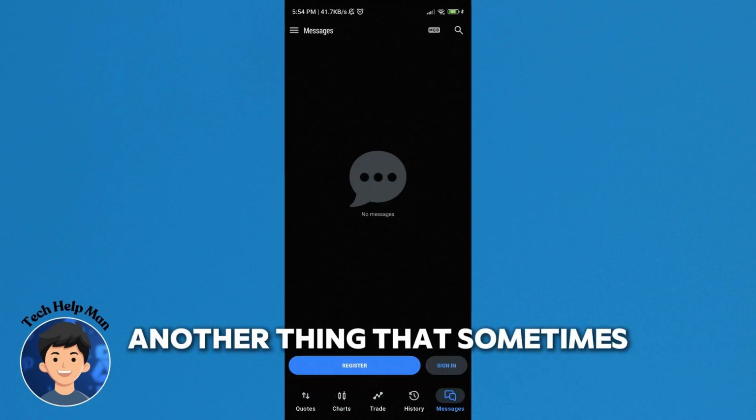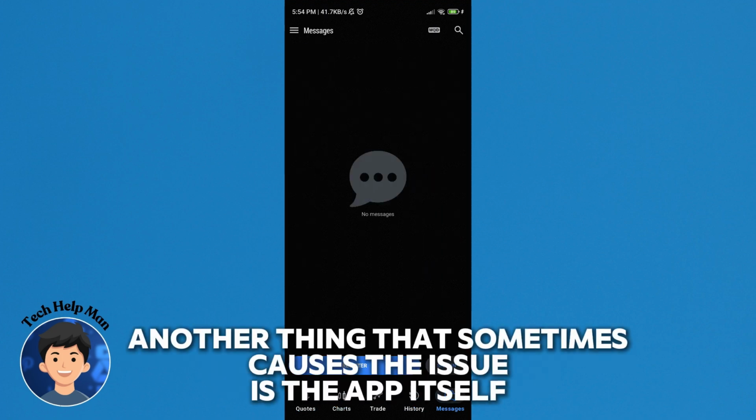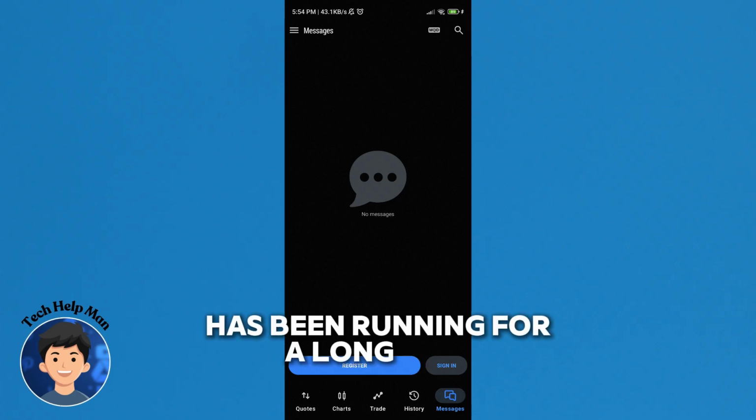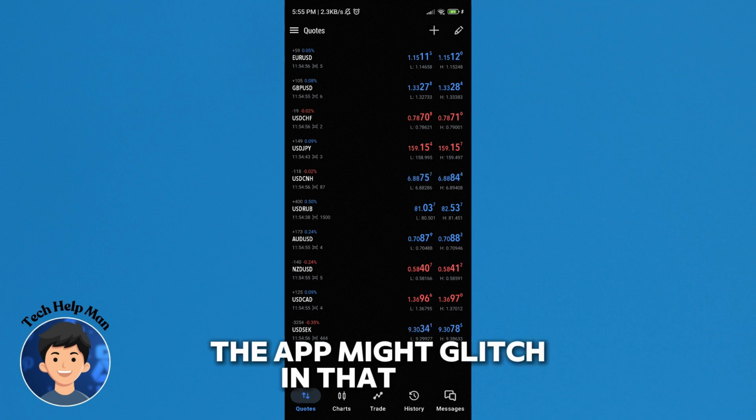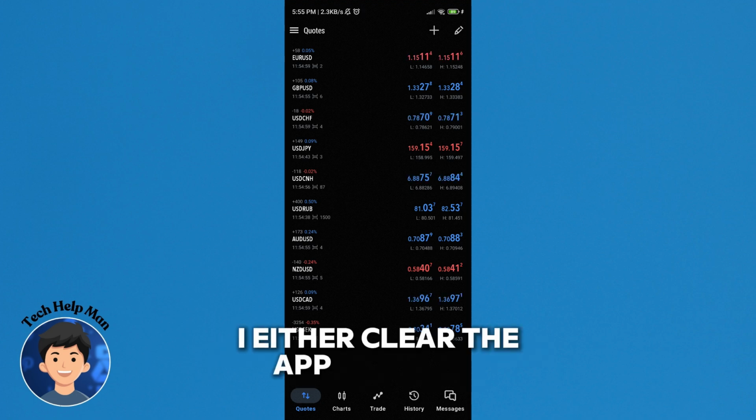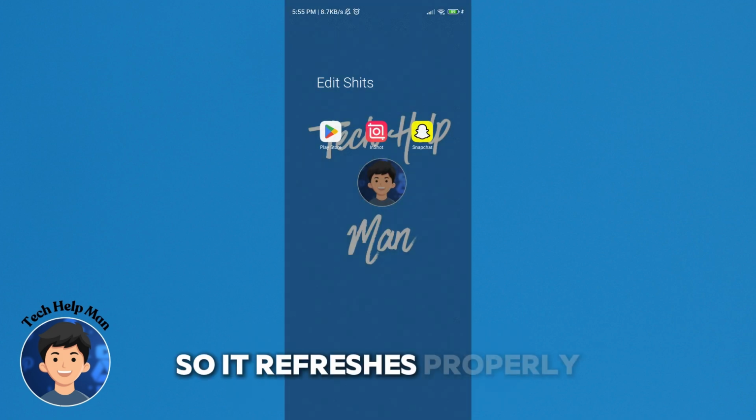Another thing that sometimes causes the issue is the app itself. If MT5 has been running for a long time or the data gets a bit messy, the app might glitch. In that case, I either clear the app cache or reinstall the app so it refreshes properly.